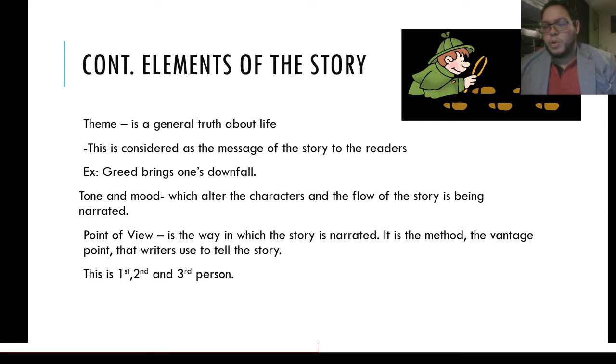We also have the tone and the mood, which affect the characters and the flow of the story being narrated. Then we also have the points of view. It is the way in which the story is narrated. It is the method, the vantage point that the writers use to tell the story. The story can have only one of these, or mostly two. For example, we have the first person, the second person, and the third person. The first person is me, the second person is you, and the third person is they or them.